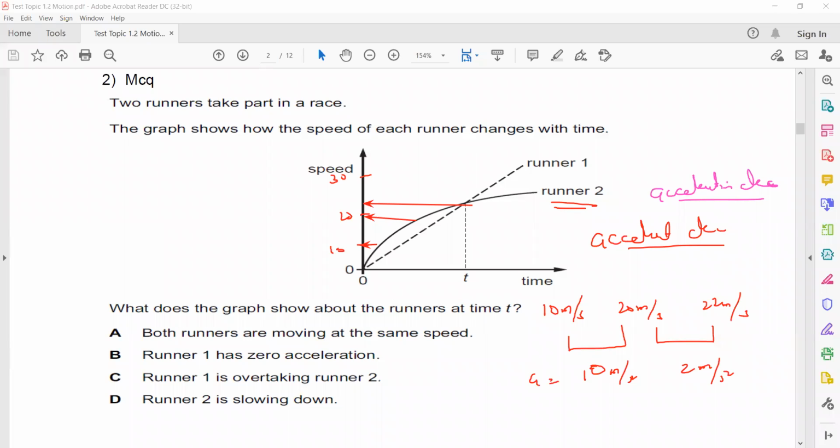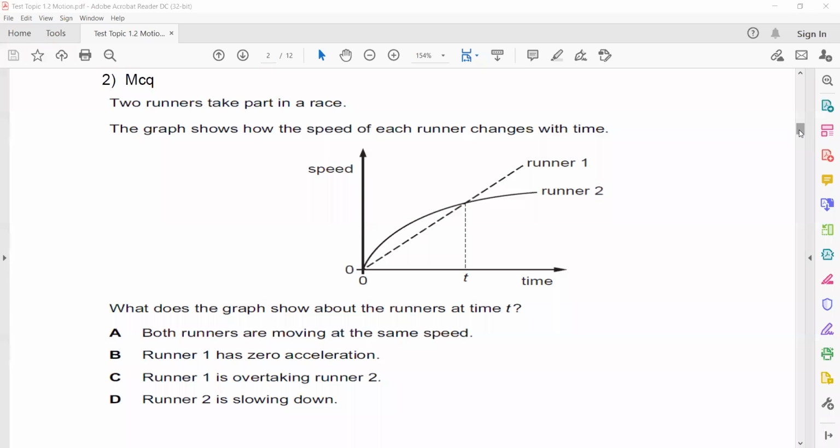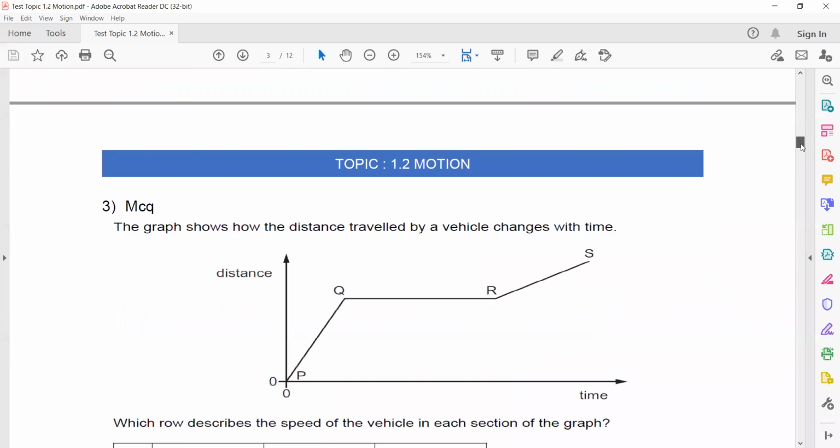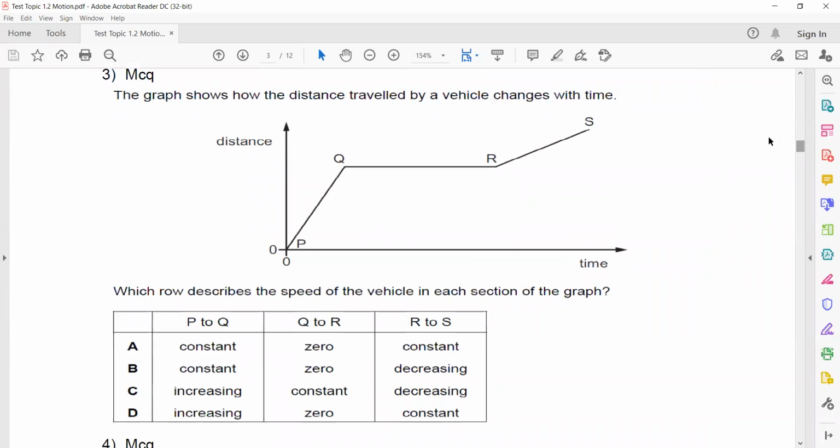If it was a distance time graph, then you can mention that the speed is decreasing. But because it is a speed time graph, the slope represents acceleration. Now, for a distance time graph, the slope represents the speed. From P to Q, it is a straight line. Whenever it is a straight line, it means constant slope, or we can say constant speed.